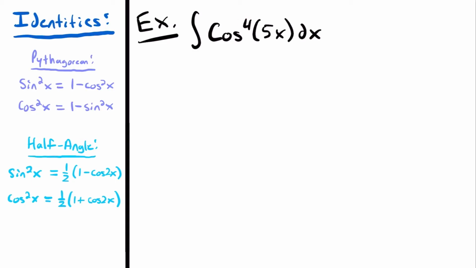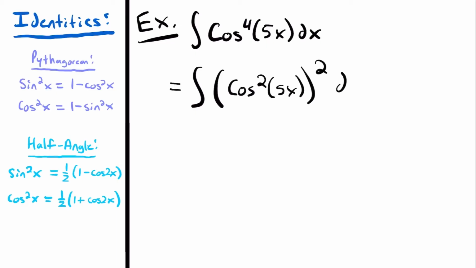All right, so in general, you want to simplify an even power using a half-angle identity. And so in this case, we're working with cosine, and we know that cosine squared x is equal to 1/2 times 1 plus cosine of 2x. And so we could rewrite this integral to be equal to the integral of cosine squared of 5x squared times dx, right? Cosine squared of 5x squared would be cosine to the fourth power of 5x.